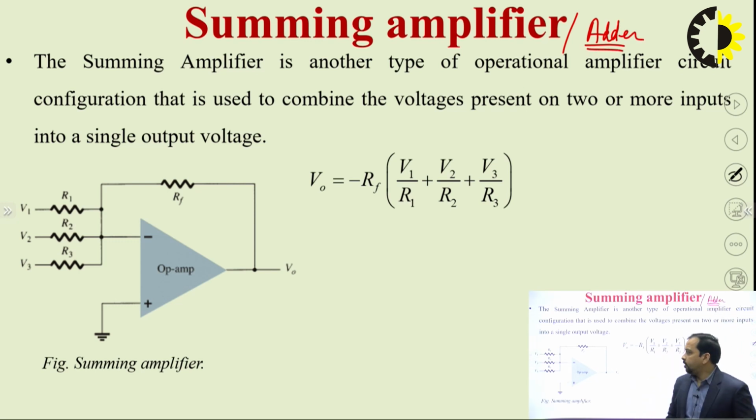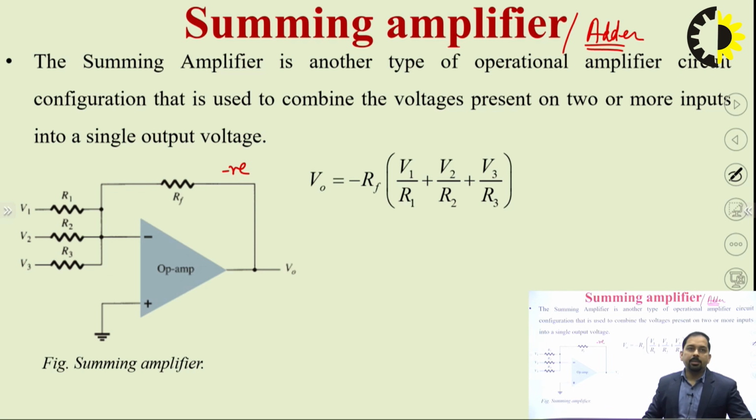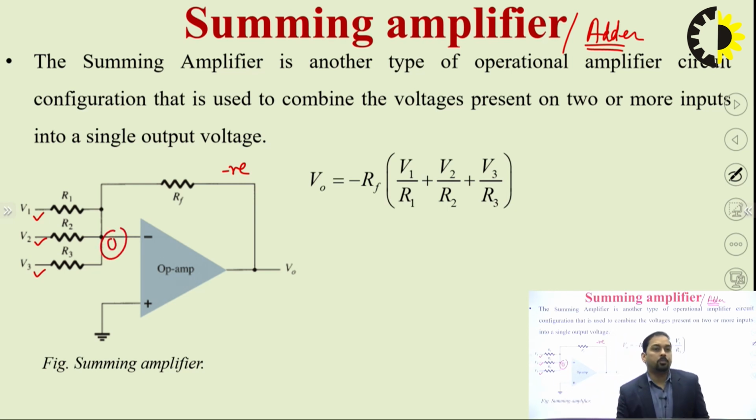So let's say first of all we have negative feedback. How can we make this summing amplifier or adder circuit? We have, let's say, 3 branches, R1, R2, R3, and we have connected these resistances with V1, V2 and V3 voltages like this. And since this is grounded, accordingly the potential of the inverting terminal is also 0.